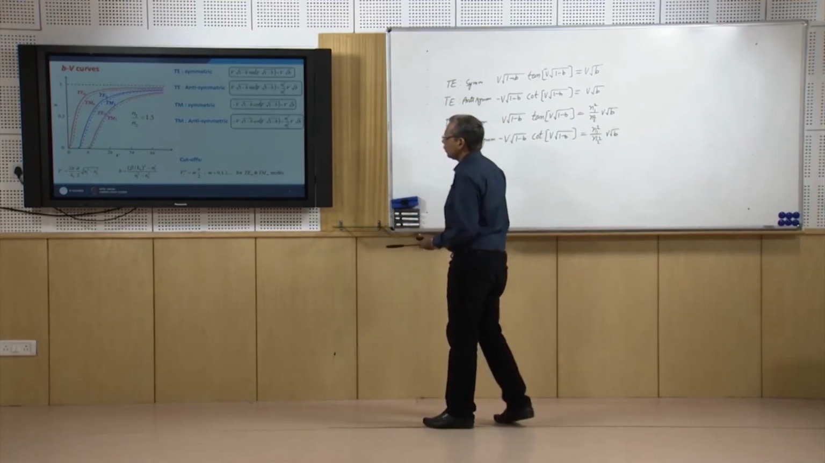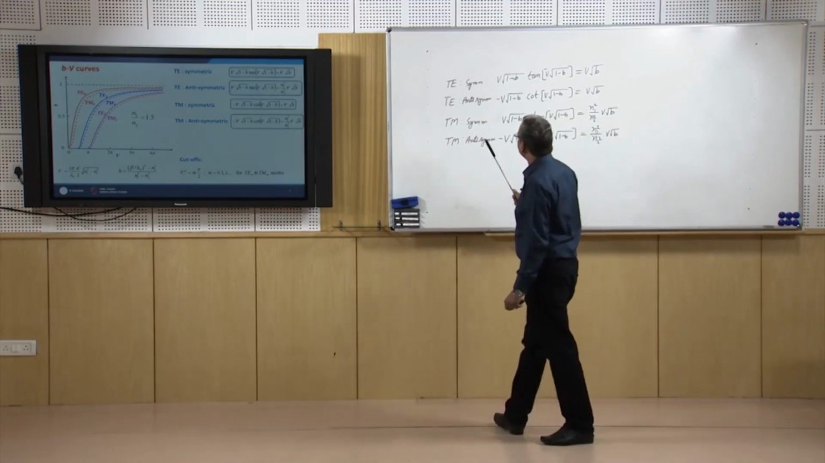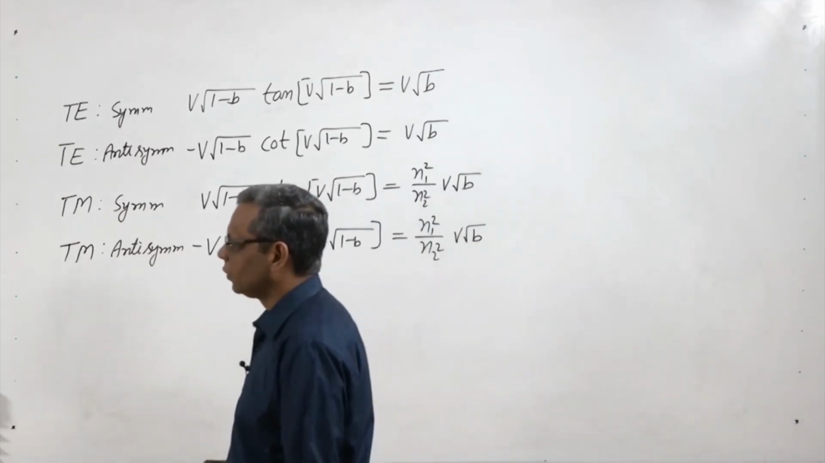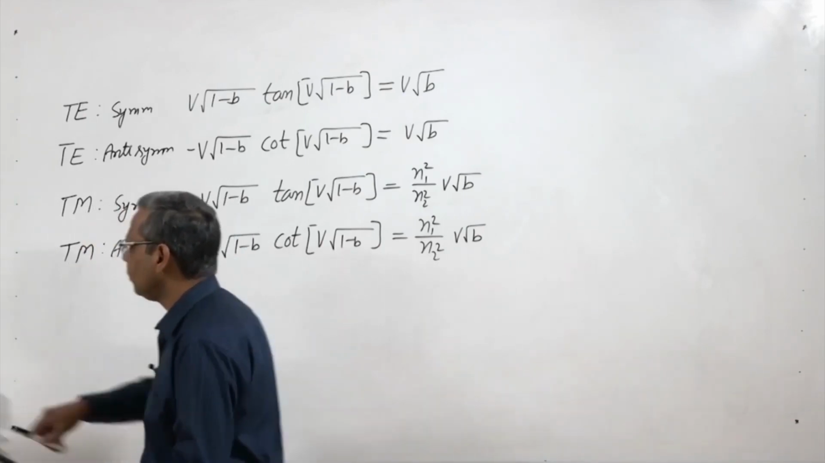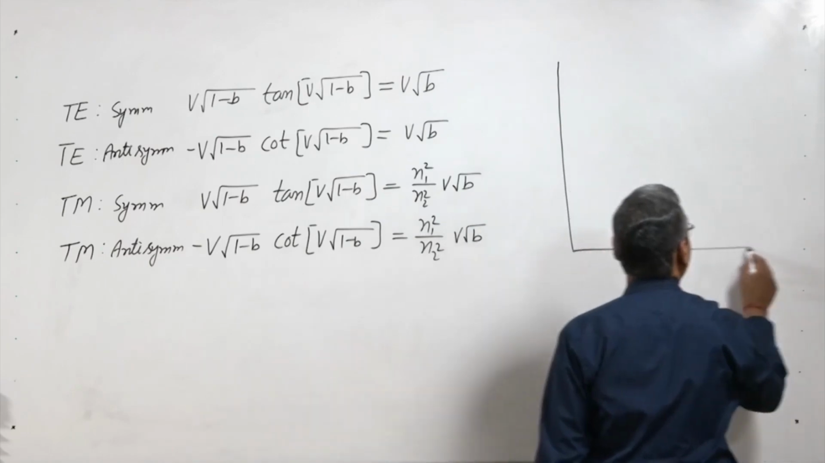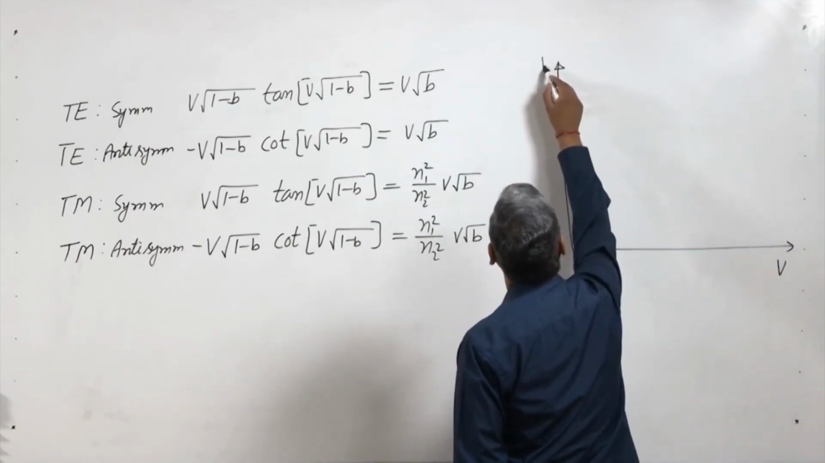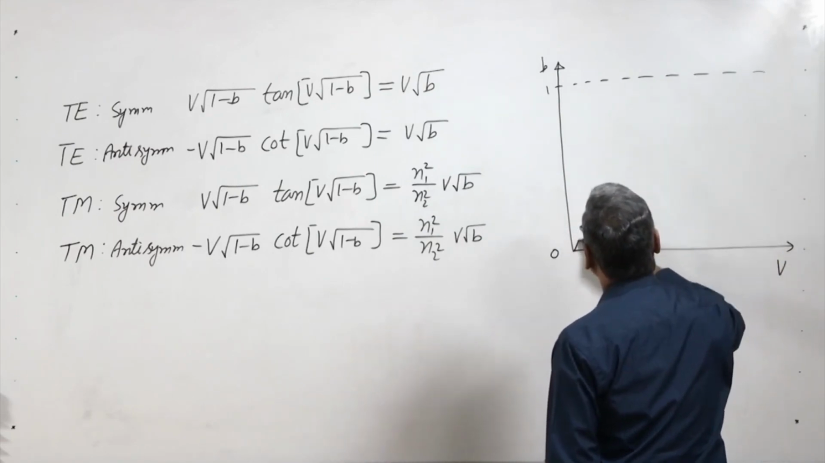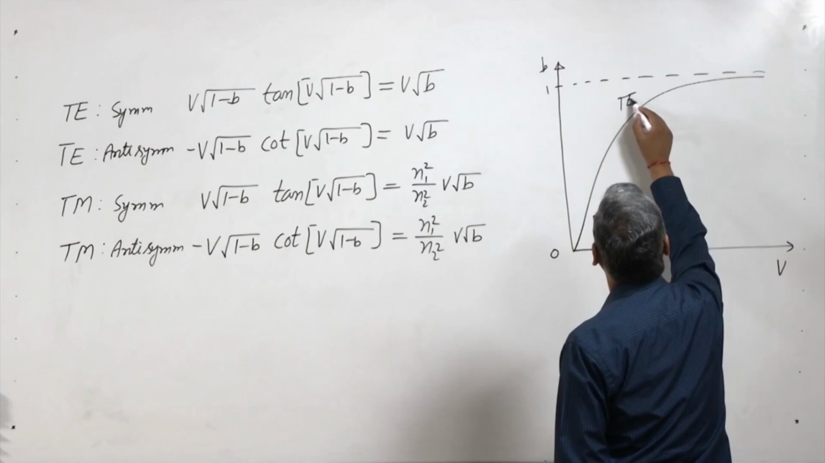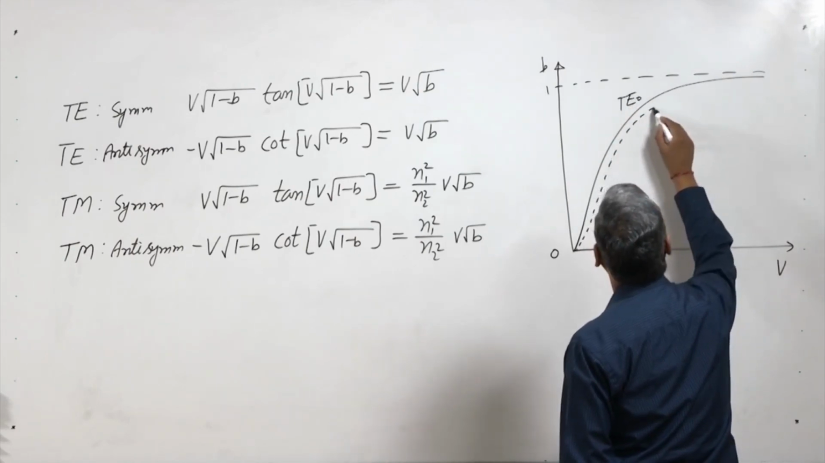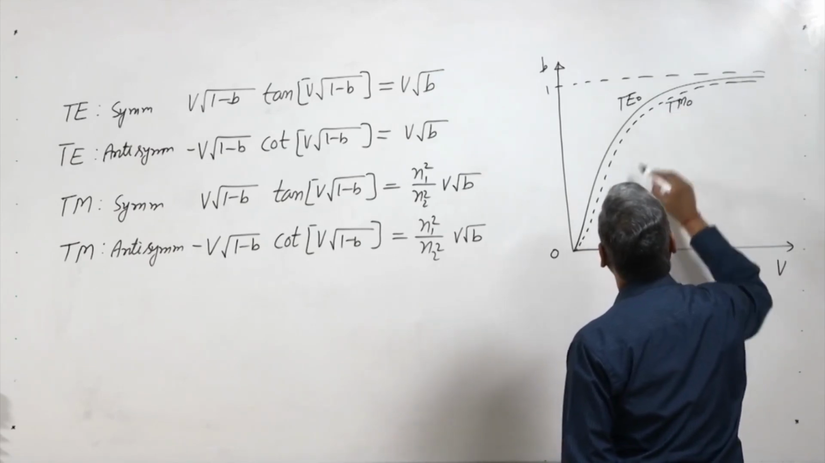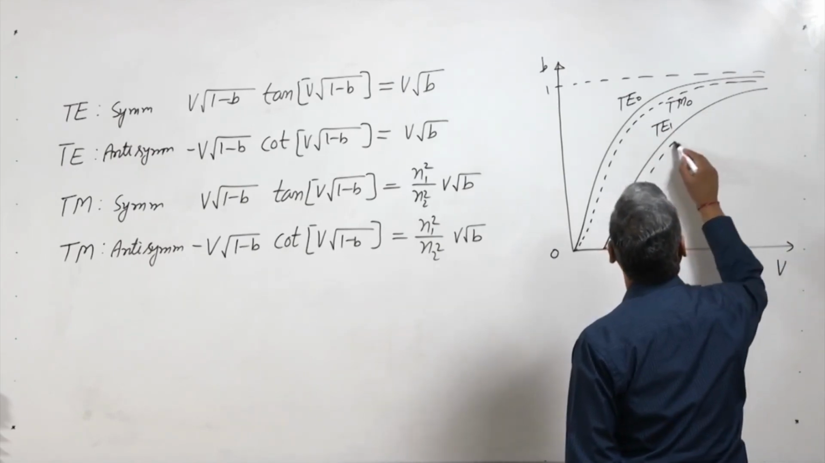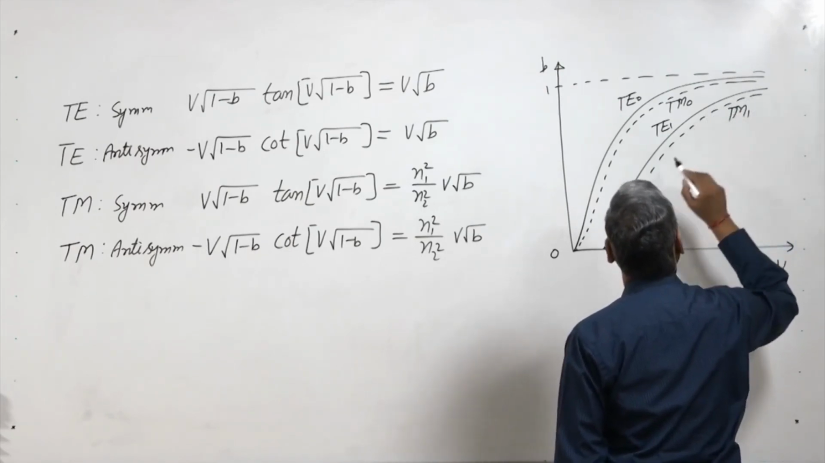So, I can have the transcendental equations in normalized parameters, and by solving these equations for different values of V, I can generate VB curves. So, those VB curves would look like this: this is V and this is B. For guided modes, B would vary from 0 to 1. So, this would be TE0 mode, this would be TM0 mode, this would be TE1 mode, this would be TM1 mode, and so on.